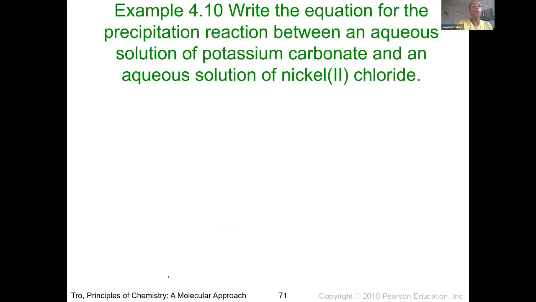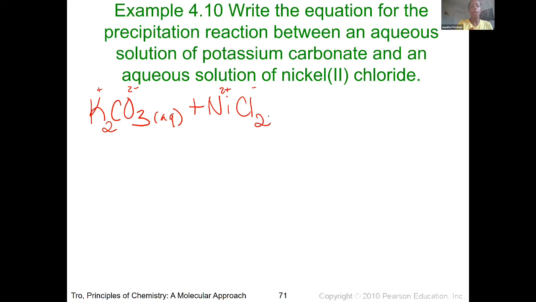So potassium carbonate is K2CO3. Remember, we would balance this out by saying that this is a 2 negative charge, and potassium is a positive charge. So bring your 2 down. And it's aqueous, so we write AQ, plus nickel 2 chloride, so NiCl, and it's nickel 2+, chloride ion -1, bring that 2 down, so NiCl2, and that's aqueous.